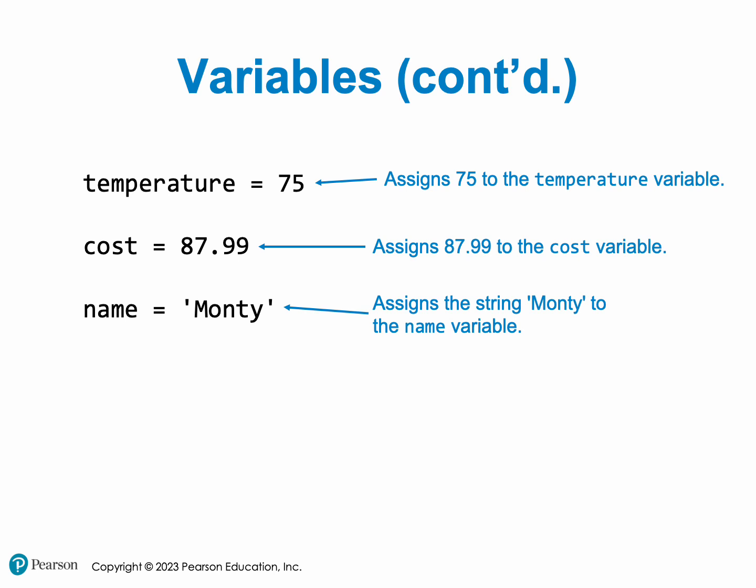Another example, the first line right here, we have temperature equals 75, so we assign 75 to our variable temperature. Cost equals 87.99. 87.99 is assigned to the cost variable. And then we have a string Monty that is assigned to the variable called name. So all of these values, 75, 87.99, Monty, all of those are stored inside of our variables.